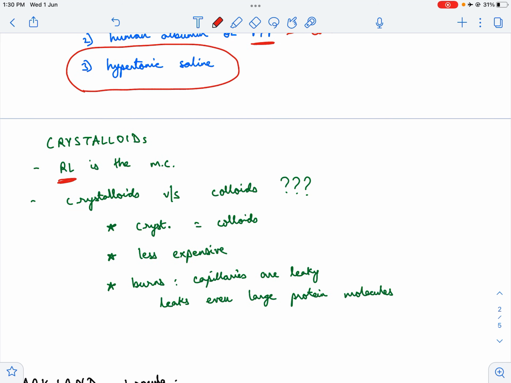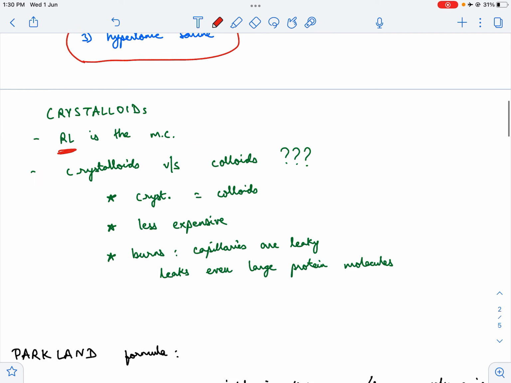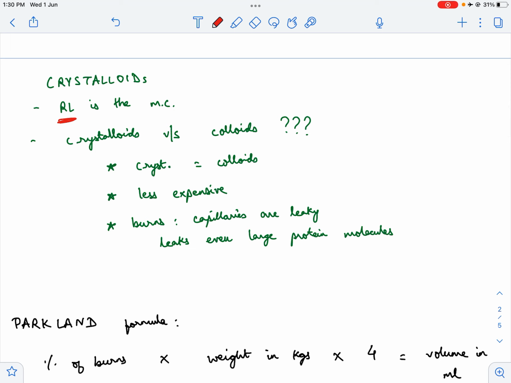Ringer's lactate is a crystalloid. Now there is a debate as to which is better. Should you give crystalloid or should you give colloid? They realized that it is not very different from giving colloids. The extent to which it is beneficial is the same for crystalloids as well as colloids. One advantage of crystalloids is that it is less expensive. It hardly costs anything when compared to human albumin solution or fresh frozen plasma.